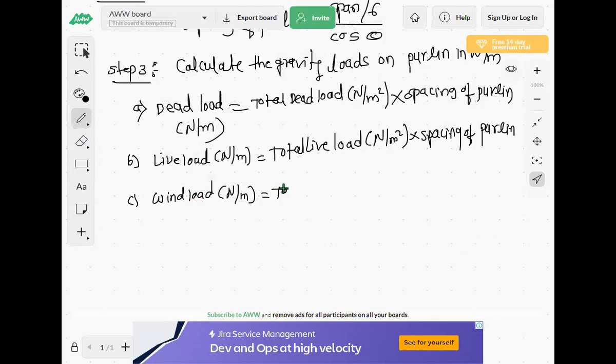Okay, same here. Total wind load in Newton per meter square into again spacing of truss. Sorry, spacing of purlin. So these are the gravity loads in Newton per meter.